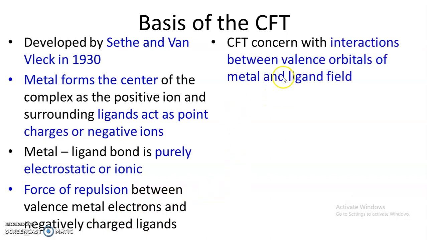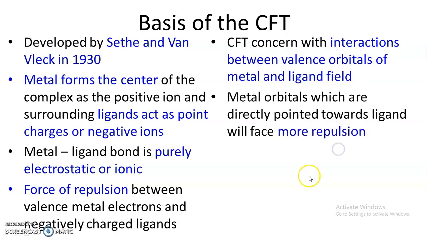Again, CFT is concerned with the interaction between valence orbitals of the metal and the negatively charged ligand field. Metal orbitals which are directly pointed towards the ligand will face more repulsion. Actually, the metal provides d orbitals, whereas ligands donate an electron pair towards the metal d orbitals, and there is an interaction between the ligand field and metal orbitals, and the metal orbitals which are directly pointed towards the ligand face more repulsion. This is very important.